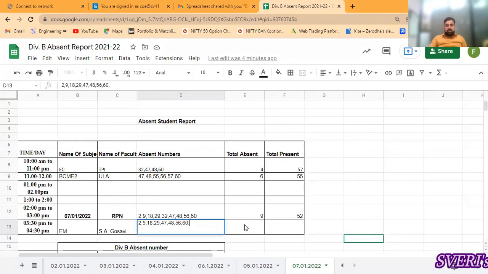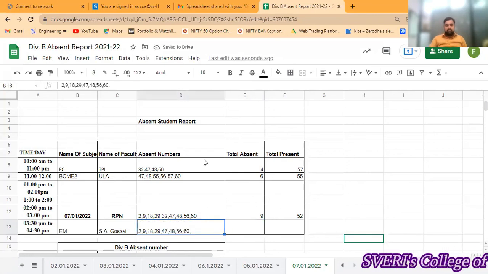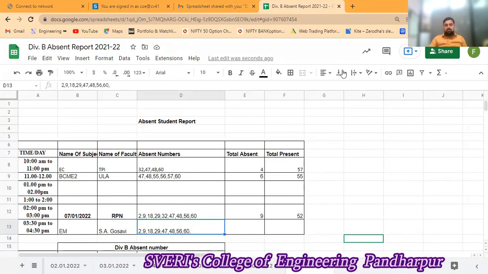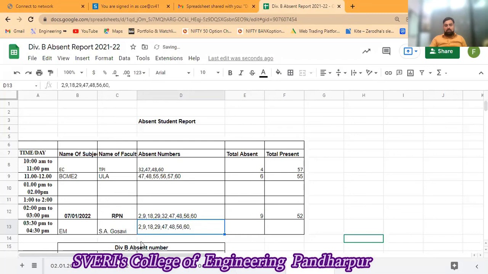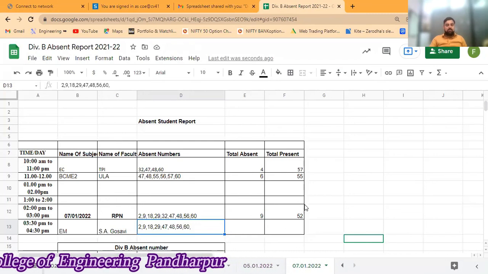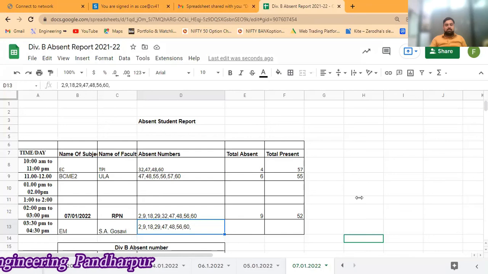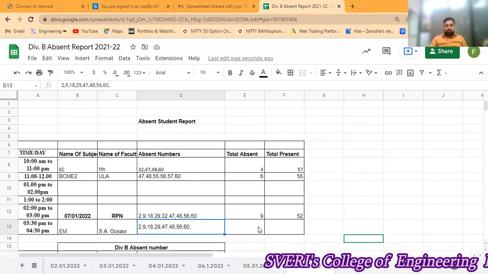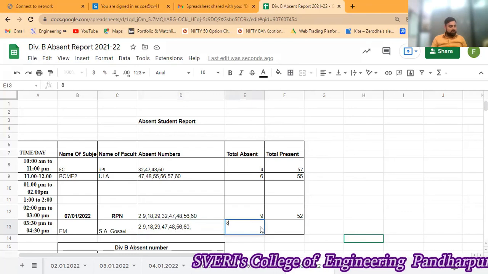So here on the screen you can see the roll numbers which are absent. If anybody from these roll numbers is present, let me know. The roll numbers are 2, 9, 18, 29, 47, 48, 56 and 60. So these are the roll numbers who are absent today. 8 students are absent for today's lecture.